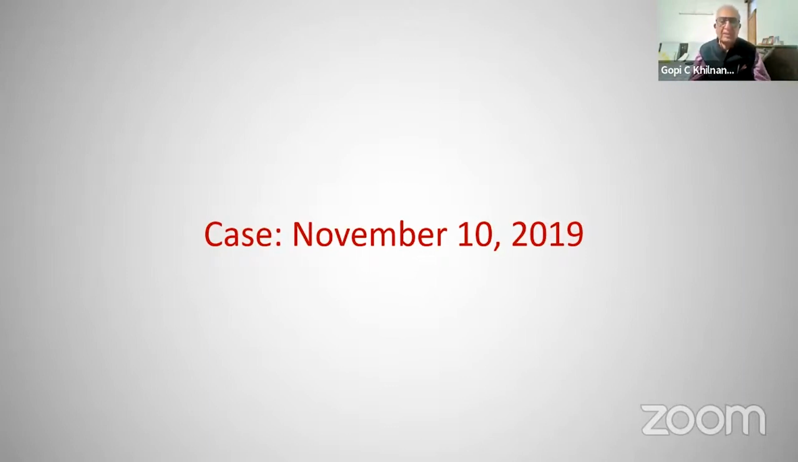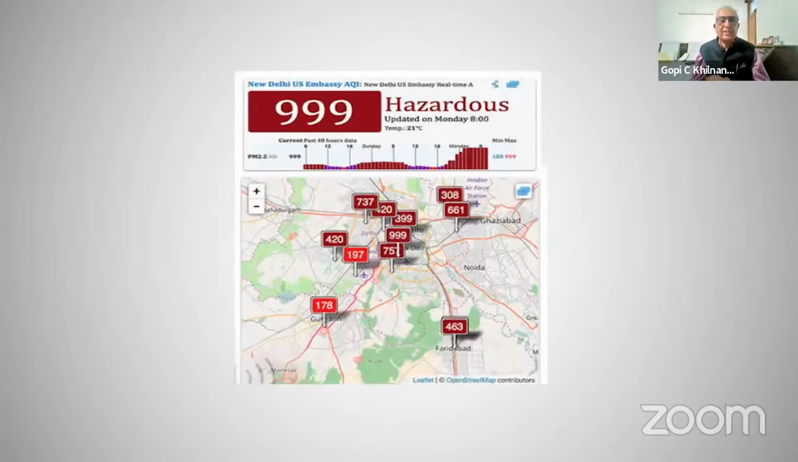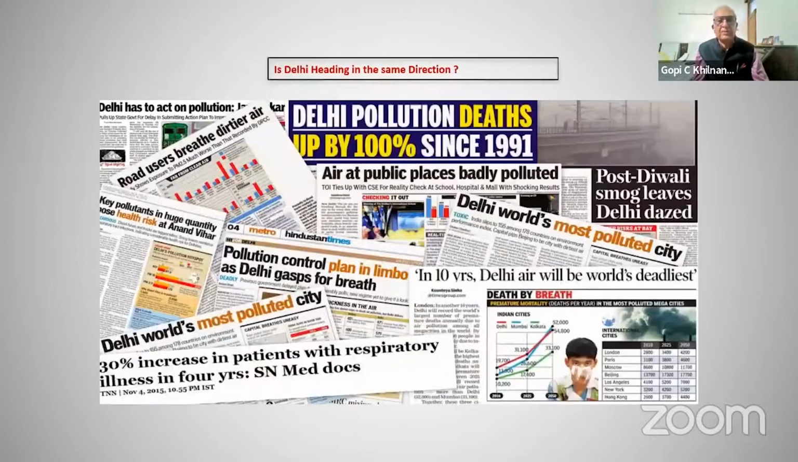And what was happening on that particular day was that the AQI was 999 and more, because these machines don't measure more than 999, and it was in the hazardous category. With the result, the daily newspapers are full.